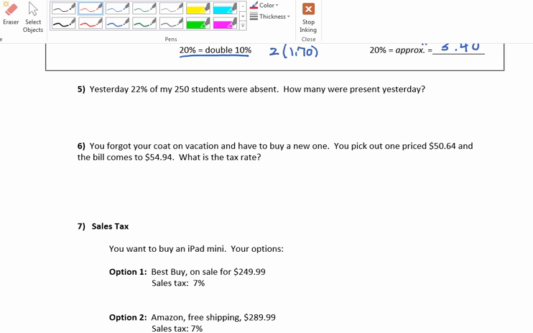How about this problem? Yesterday, 22% of my 250 students were absent. How many were present yesterday? So you might say, well, I could take 22% of 250. 22% of 250, .22 times 250 gives me 55. And you'd have to think 22% were absent, so that means that 55 were absent. How many were present? Well, if there were 250 total and 55 were absent, that leaves me with 195 present.